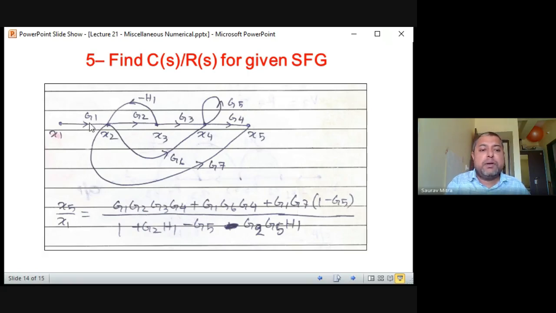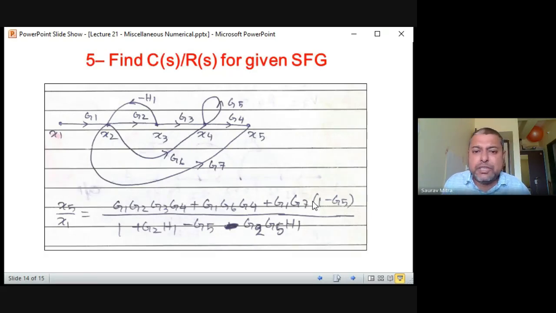Again, I'll repeat. This is the first forward path G1, G2, G3, G4. It is having nodes common with the first and second loop. Second forward path G1, G6, G4. This is having the X2 node common with the first loop, X4 node common with the second loop. That's why delta 2 also is equal to 1. Third forward path G1, G7. This is having no nodes common with the self loop, but this is having the first node X2 common with the first loop. Hence, 1 minus of loop gain G5, this will come in the numerator.